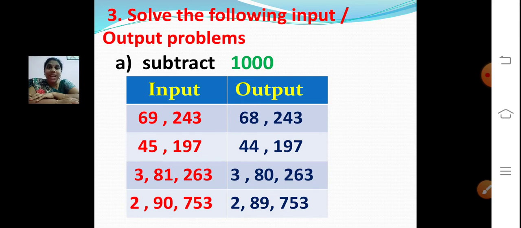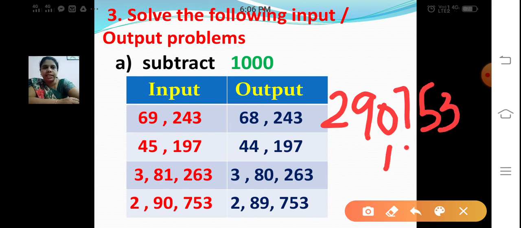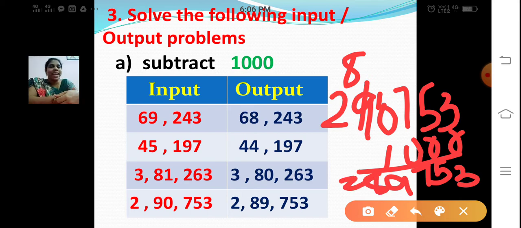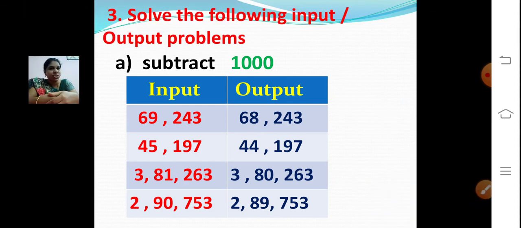Now the last one. 2,90,753. I'm going to subtract 1,000 from the input. 2,90,753. So 3, 5, 7. Can you subtract 1 from 0? No, this will become 8 and this will become 10. 10 minus 1, 9 and 8, 2. So my answer is 2,89,753. Before it was 90,000. When you subtract 1,000, my answer is 2,89,753.